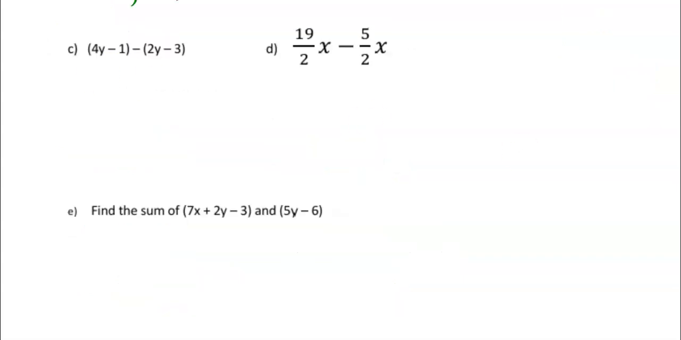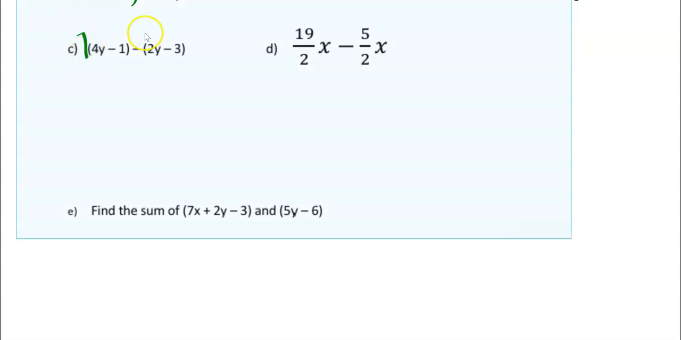Now on to letter C. Similar question, except we have parentheses around both. So let's go ahead and simplify it. I recommend utilizing the distributive property. I personally like to put the number 1 in front of all my parentheses if there is no number in front of my parentheses, and I interpret the first one as a positive 1.